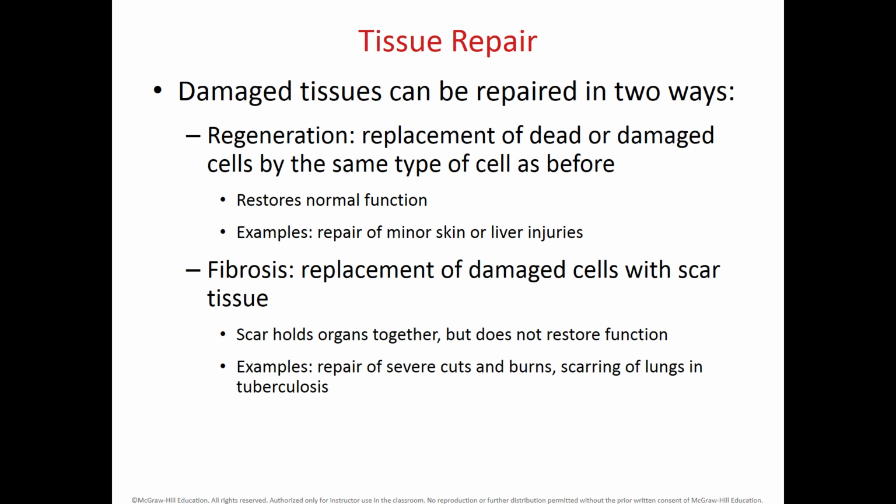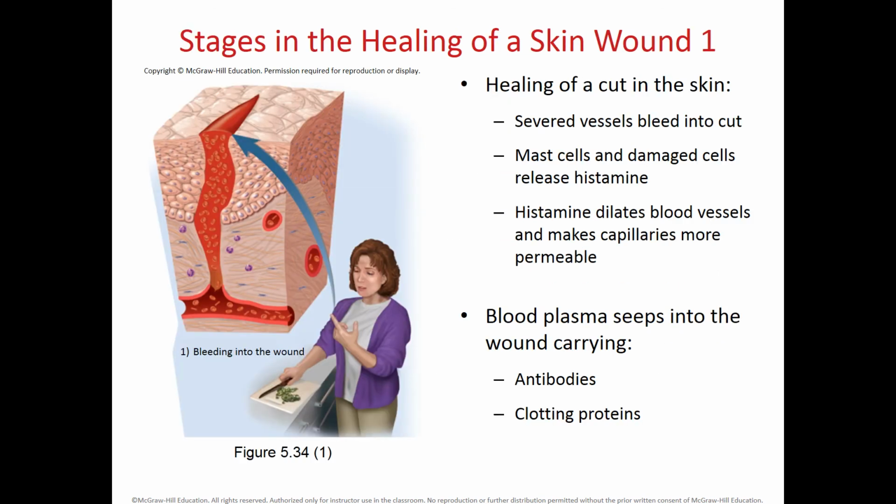a little injury in the liver. Now, the other type of tissue repair, which is sometimes not good, is fibrosis, in which you replace the damaged cells with collagen fibers or scar tissue. And the scar tissue doesn't have a function. It will help to hold organs together, but it doesn't have a function. Examples of fibrosis are the repair of a very deep cut or a burn, or scarring of the lungs, which is known as fibrosis, or when someone has an infection, it's called tuberculosis.